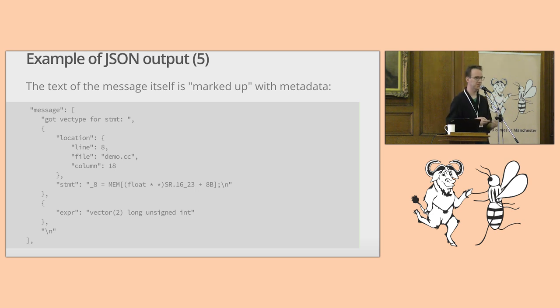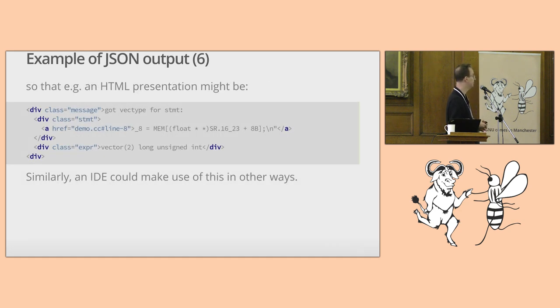The good thing about having this rich marked-up data is, for example, if we're taking this recorded data and rendering it as HTML, we can do something like this, where that string is just a string in a div of class message, but the thing we knew was recorded as a GIMPLE statement, we can mark up as a statement. Maybe CSS magic can render that in a monospace font, whereas the other text is in a proportional font, and that kind of thing. And we can, for example, record a hyperlink so you can click on it in the view. Similarly, the expression could be rendered differently.